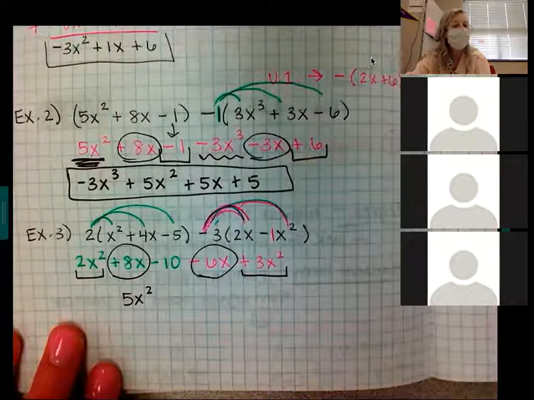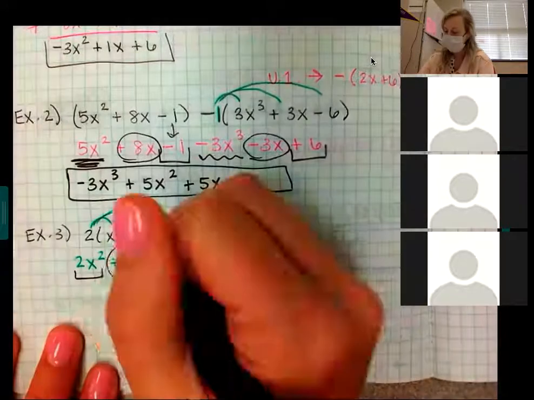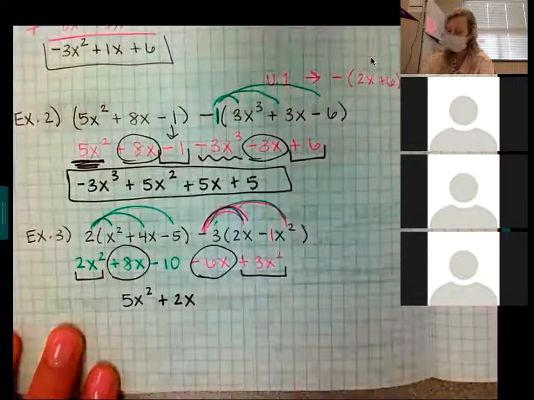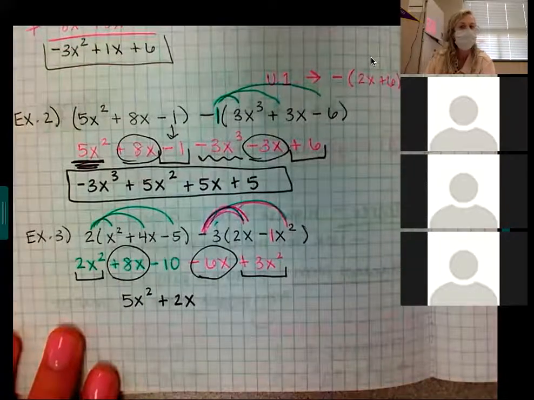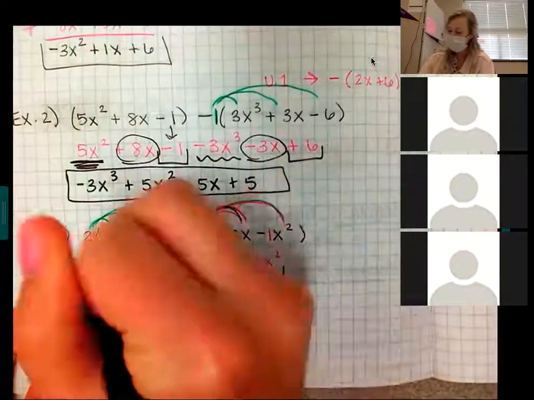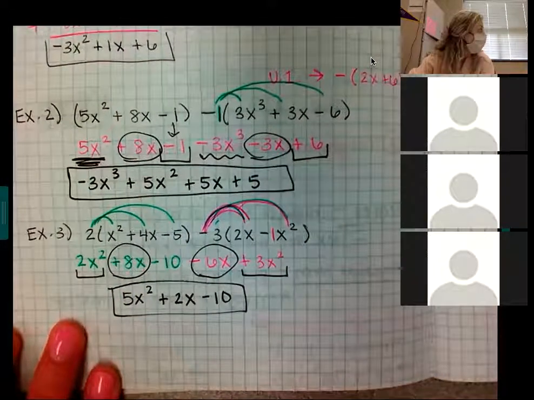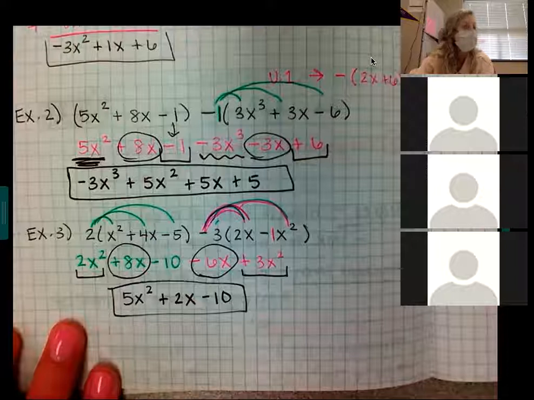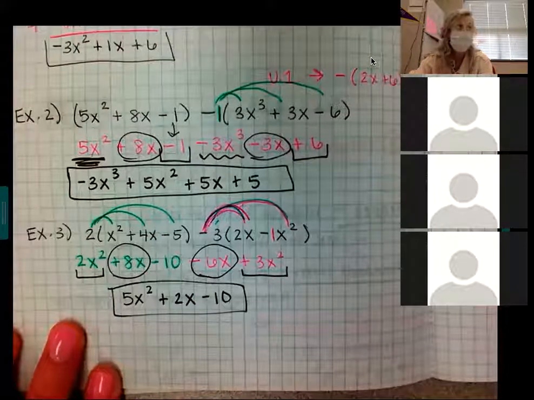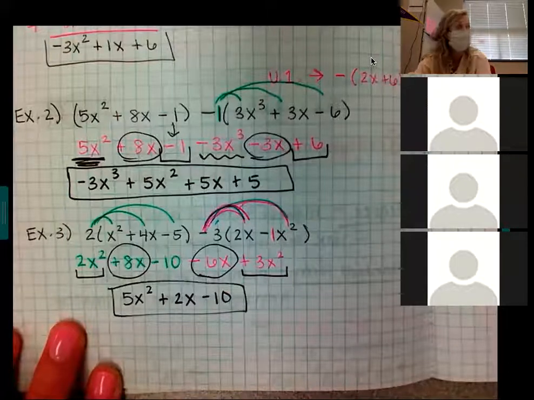What's 8x minus 6x? Plus 2x. And what are we left with on the end? The negative 10. Do we have any questions on simplifying? It's not bad. Y'all have done this in Unit 1.